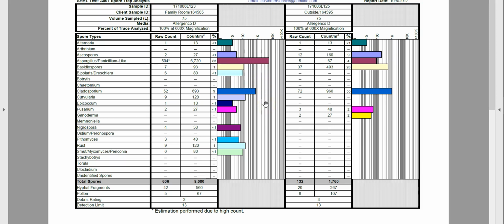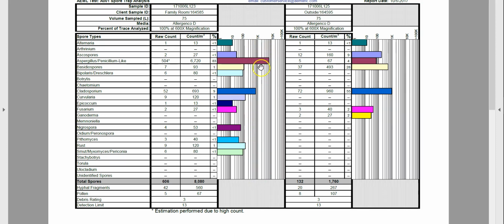So down at the bottom, you can see outside the total amount of spore counts was 1,760. And over here in the living room, the total mold count was 8,080. So just looking at those two numbers, that's an indication to us something else is going on inside the home, because there's more inside than outside. So we go back up and we look at our numbers.